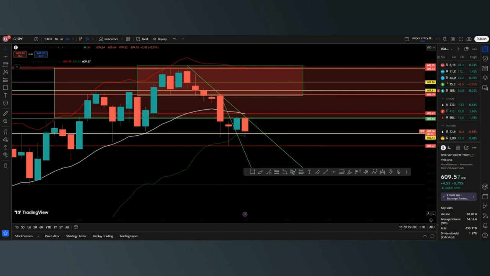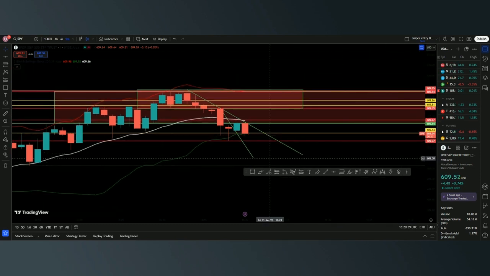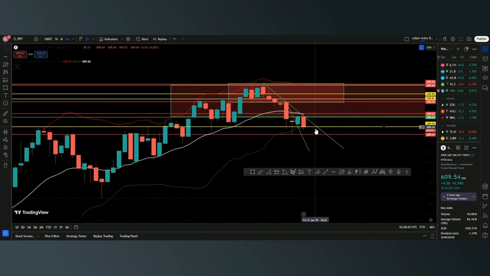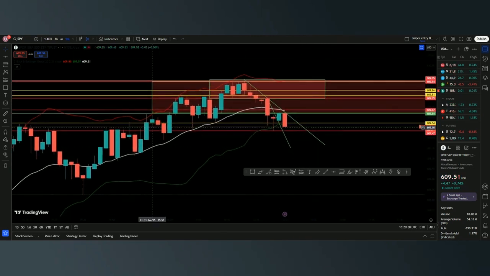There we go, rejecting that 21. And we get that push to the downside, guys. We are now making, this is market structure, downtrending. We're now making lower highs. And that's what you get when you trade in simple trends and market structure, price action.